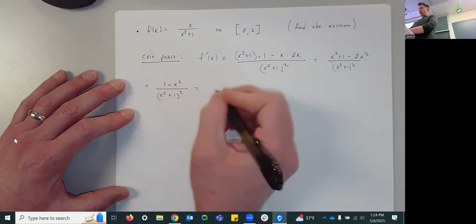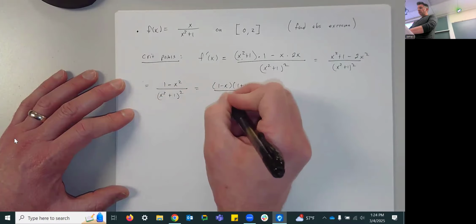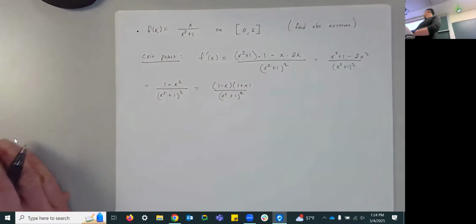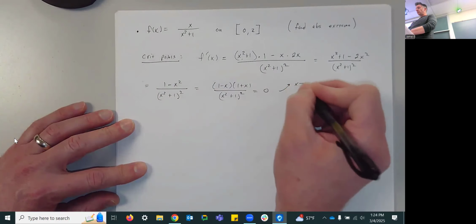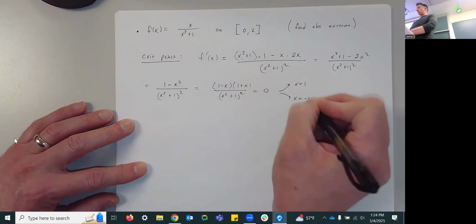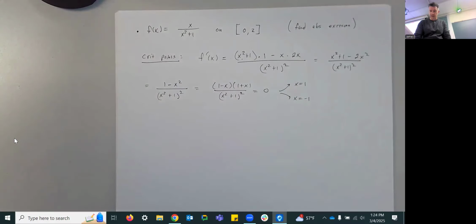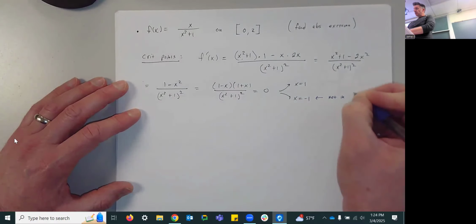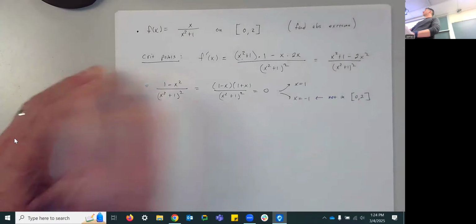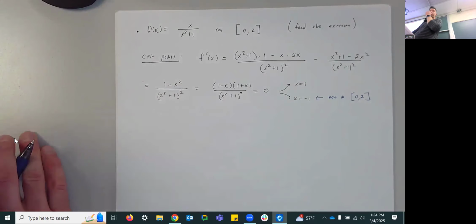I would factor the numerator as (1 minus x)(1 plus x), all over (x squared plus 1) squared. We set that equal to 0, and we get 2 critical points: x equal to 1 and x equal to -1. This is actually a good example of how one of those critical points is not of concern to us. We don't care about x equals -1 because -1 is not in the interval from 0 to 2. So we're not going to worry about that. In fact, it would be wrong to consider it. We would be making a mistake if we thought about it.